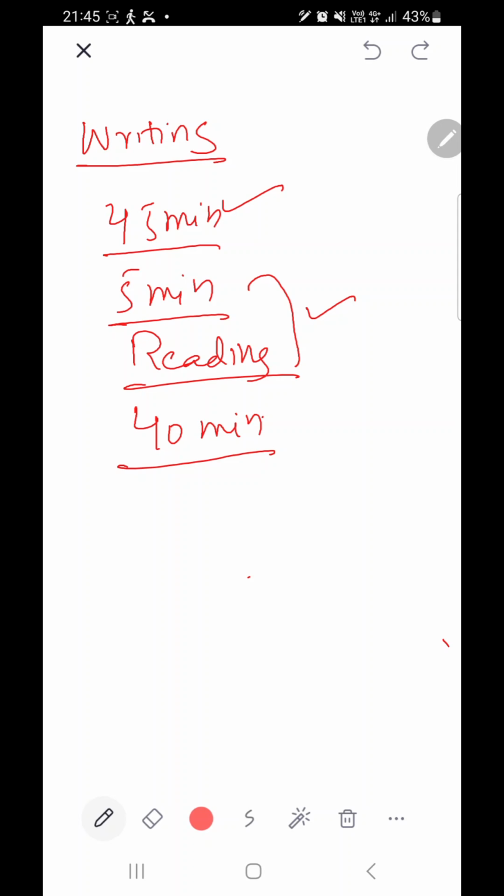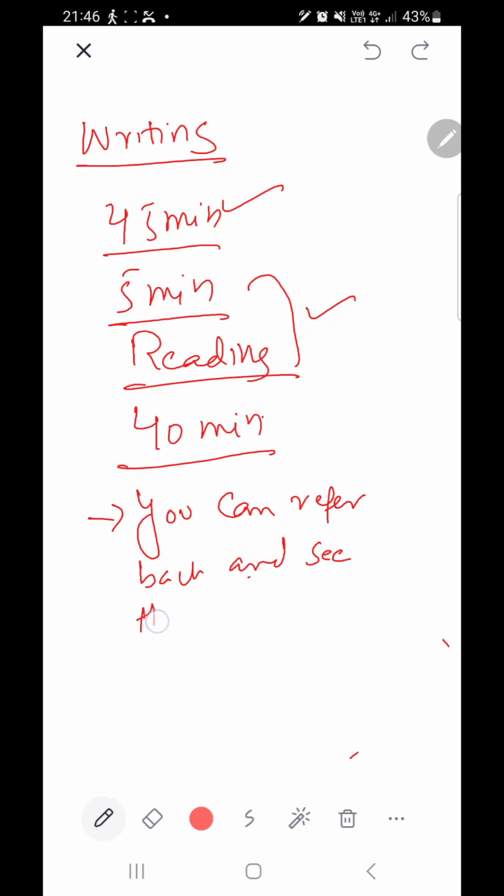In this 40 minutes, you have to read and write. Number one, the case notes will remain with you. Like you can see the case notes, like time again and again. So this is not the case that they will take the case notes from you, but the case notes will remain with you throughout the time.